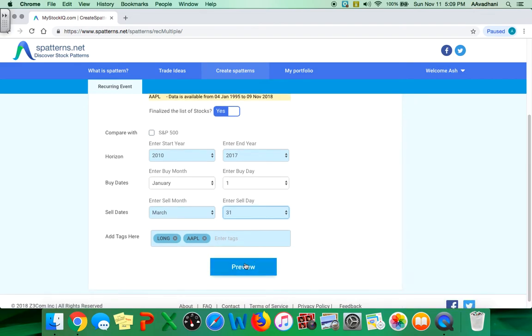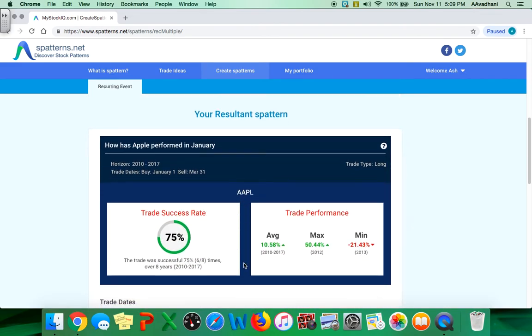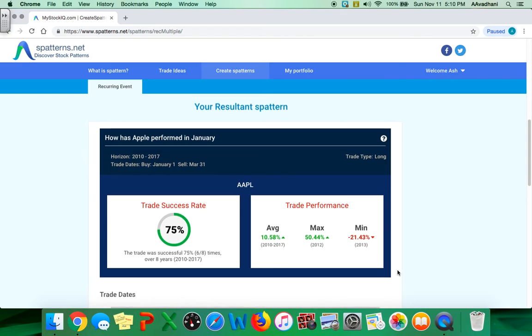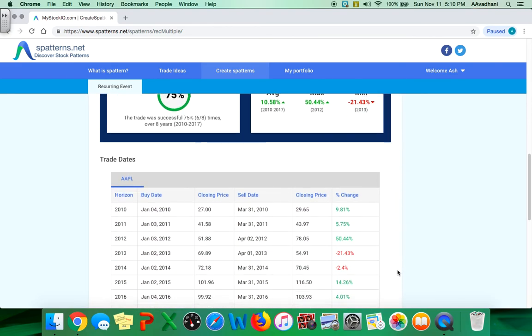Let's preview this pattern. As you can see, the above trade has been profitable 75% of the times, with an average of 10.58%, a maximum of 50.4% in the year 2012, and a minimum of negative 21% in the year 2013. You can see details of this trade as you scroll down.